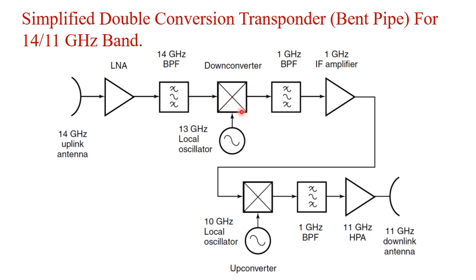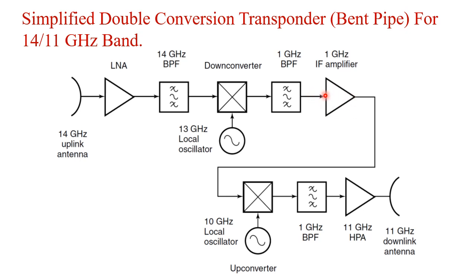We have the first down converter or mixer, and another input of the mixer is 13 gigahertz, and that is generated with the help of a local oscillator, right? So what will be the frequency at the output of this down converter? Lots of frequencies will be there. We have to choose only the difference frequency, right? So 14 gigahertz minus 13 gigahertz, that is 1 gigahertz, is the difference frequency. So that difference frequency must be passed through this bandpass filter. So here we have a 1 gigahertz signal.